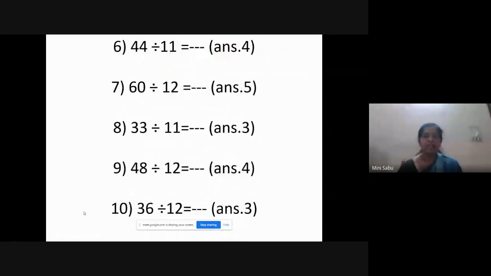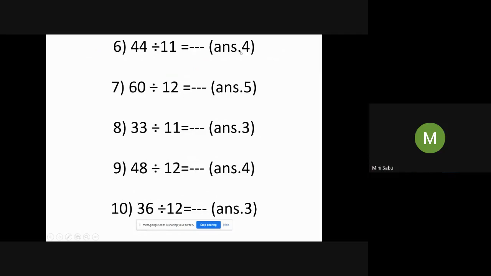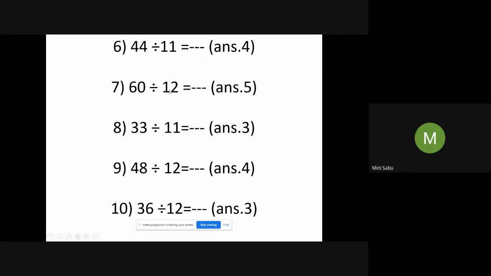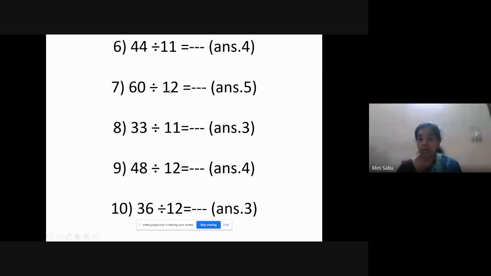Then sixth question. Since you have already learned the table of 11 and 12, I included 11, 12 also. 44 divided by 11. 11 4s are 44. So the answer is 4. Next question. 60 divided by 12. Know the table of 12. If you don't know, you have to learn. Definitely. 12 5s are 60. So the answer is 5.